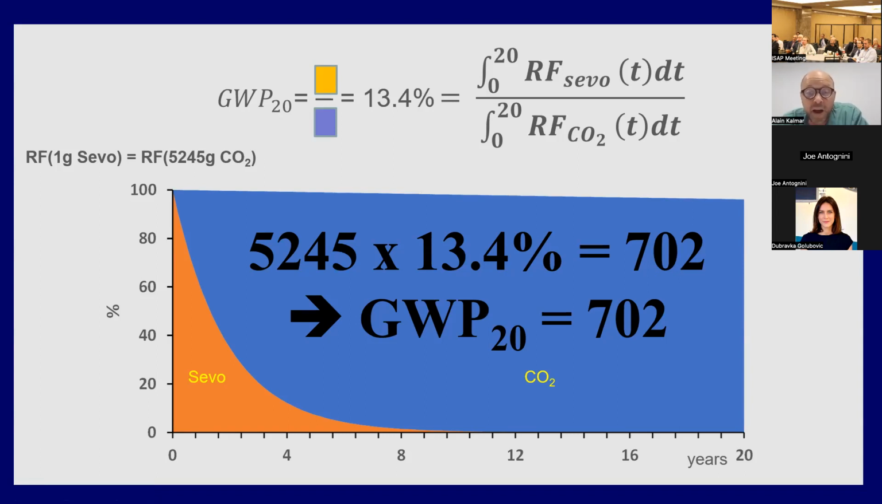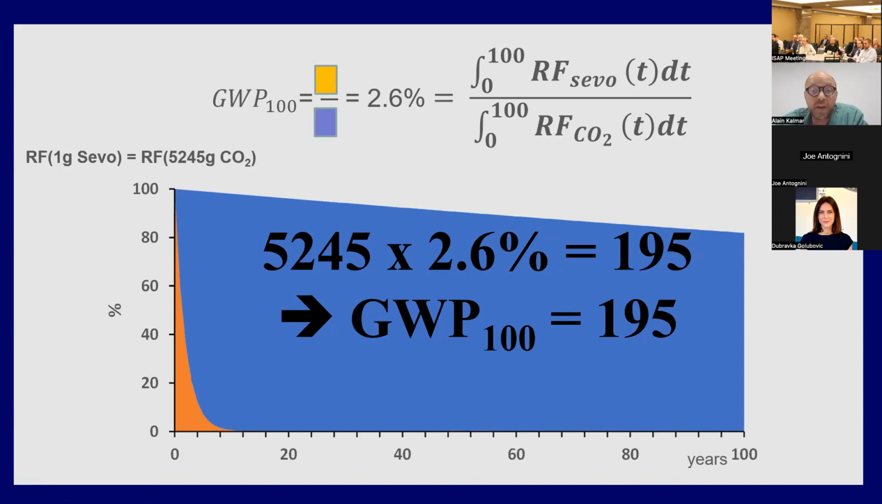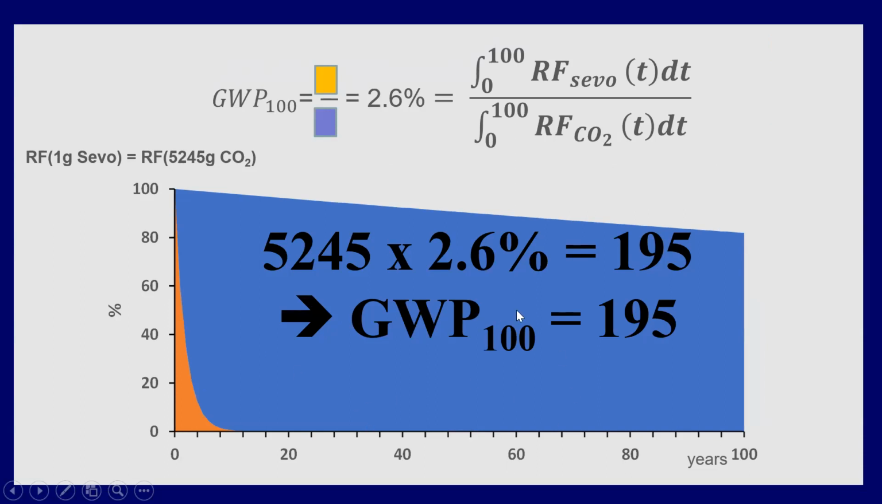If we would do the same calculations for a 100-year time period, then the amount of heat captured by sevoflurane will be exactly the same, because after 20 years there is no sevoflurane anymore, but we divide it by a much higher value because the blue area is much higher, and then the global warming potential over a 100-year period in this case is only 195.